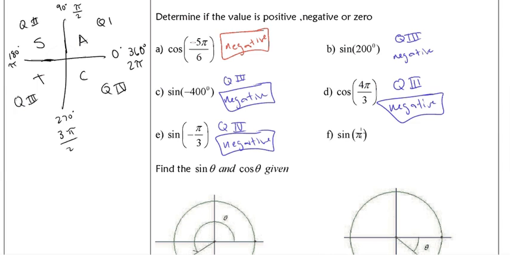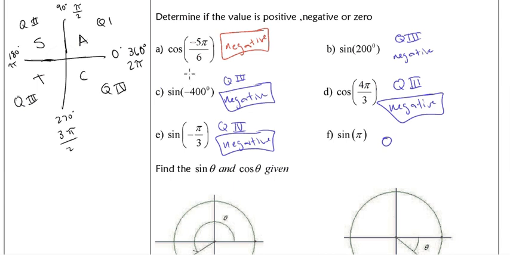All right, and sine of pi. So pi, hey, that's right on our axis, and so this is neither positive nor negative. Sine here, the y value, remember up or down, is neither one, so it's going to be just 0. It's not positive or negative. All right, hope that helps.